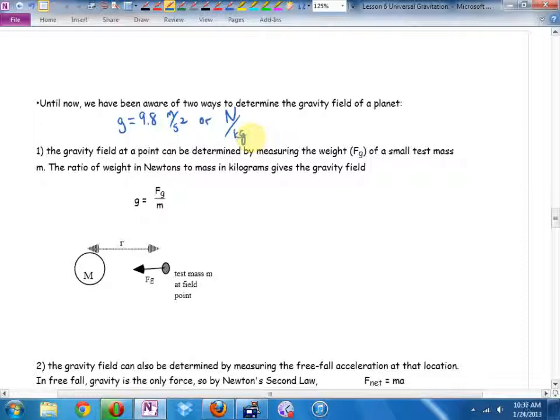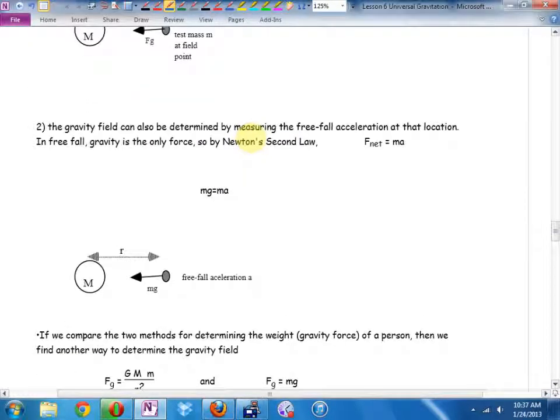There are two ways. The second way, down here, we did a while ago. The second way is to drop an object and time it in free fall. Remember, we dropped erasers and stuff from the stairs, and we had errors in our instrumentation, but you could agree with me, if we had better equipment, we could have gotten that 9.8 pretty accurately by having Vi equals 0, measuring the distance, and timing how long it took to hit the ground.